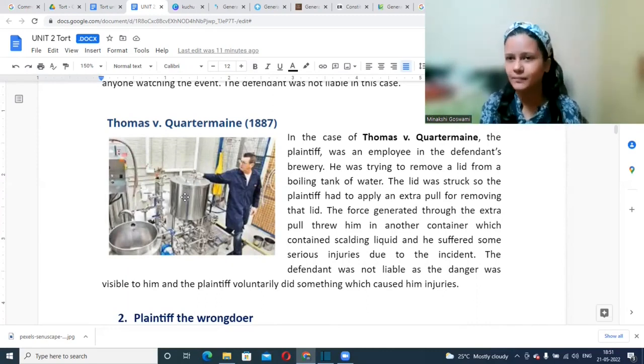So this is also nothing but you only consented, or you only exposed yourself to the risk while there was no need to do so. So in such cases, you should not be the one who is complaining about it.